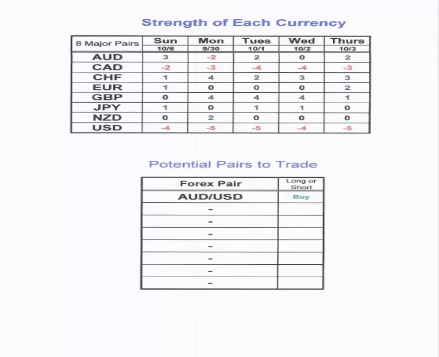Our objective is to match the strongest currencies with the weakest currencies so that we can find the highest probability Forex pairs to trade. Today we had 1 potential pair to trade, and this is the Aussie US dollar. And this would be going long or buying the Forex pair.